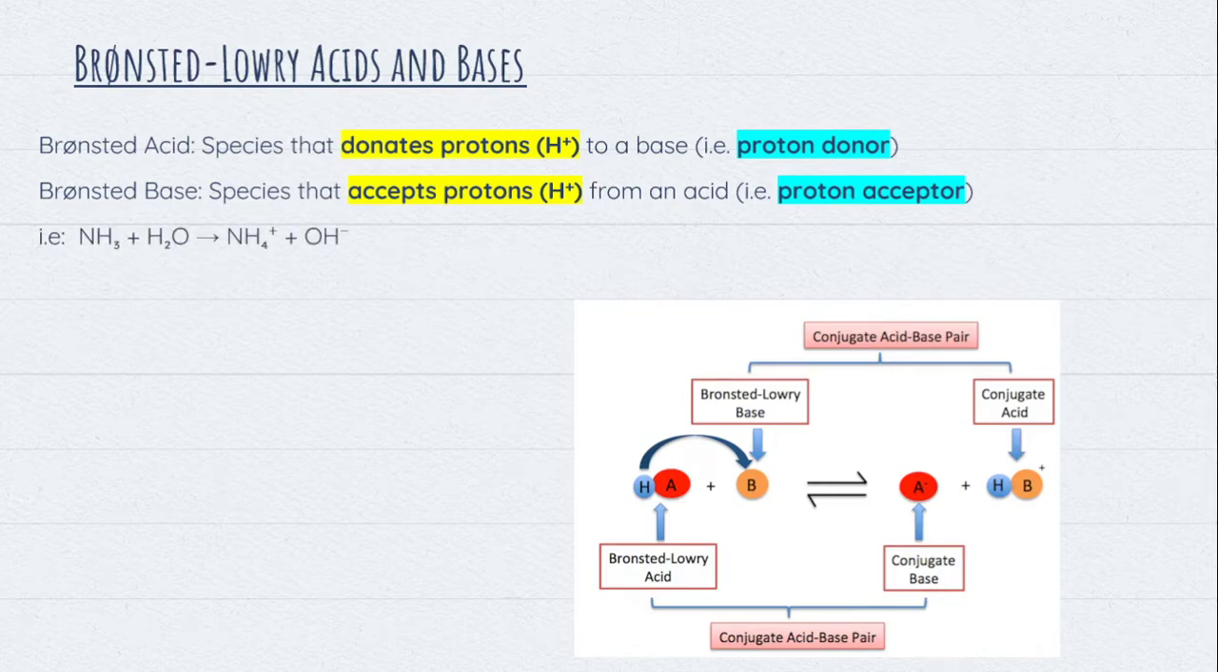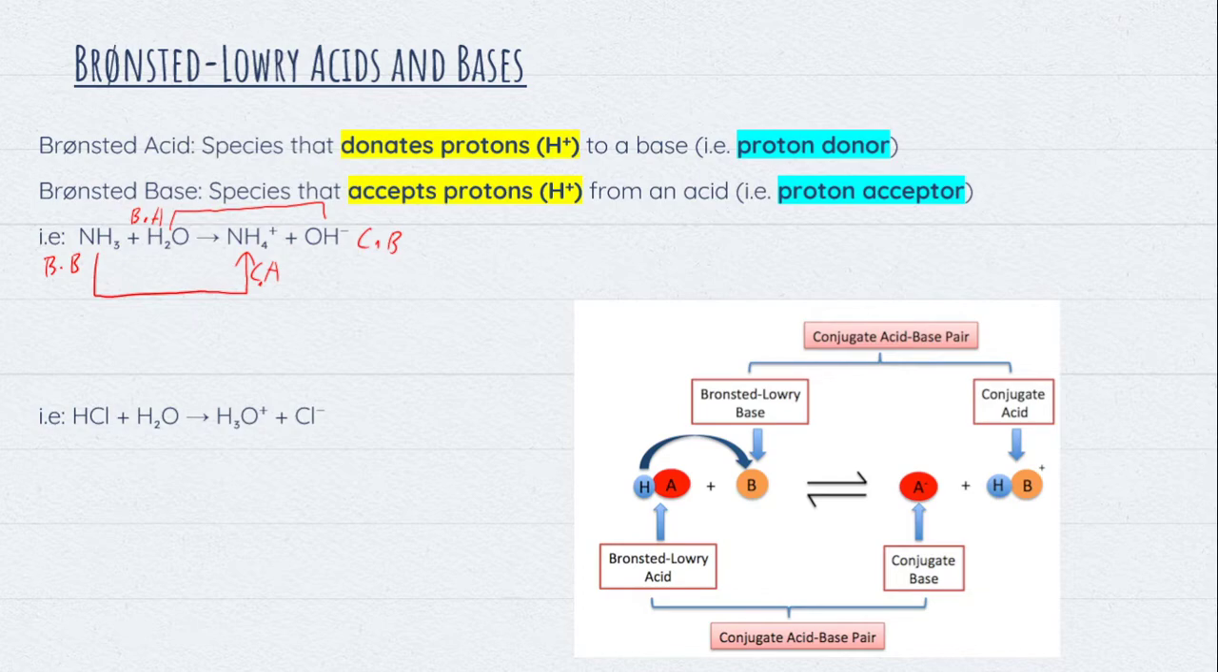We have 2 examples, the first being ammonia in water. Ammonia, you notice, is going to accept a proton, thereby making it a Bronsted base. Water is going to donate a proton, making it a Bronsted acid. Ammonia's conjugate acid would then be the ammonium ion. Hydroxide ion is the conjugate base for our water, and we thereby have 2 conjugate acid-base pairs.